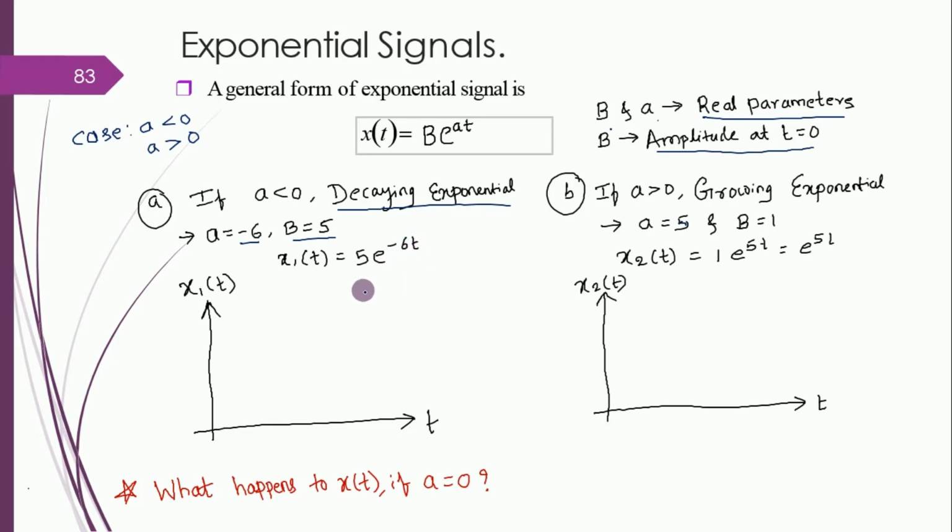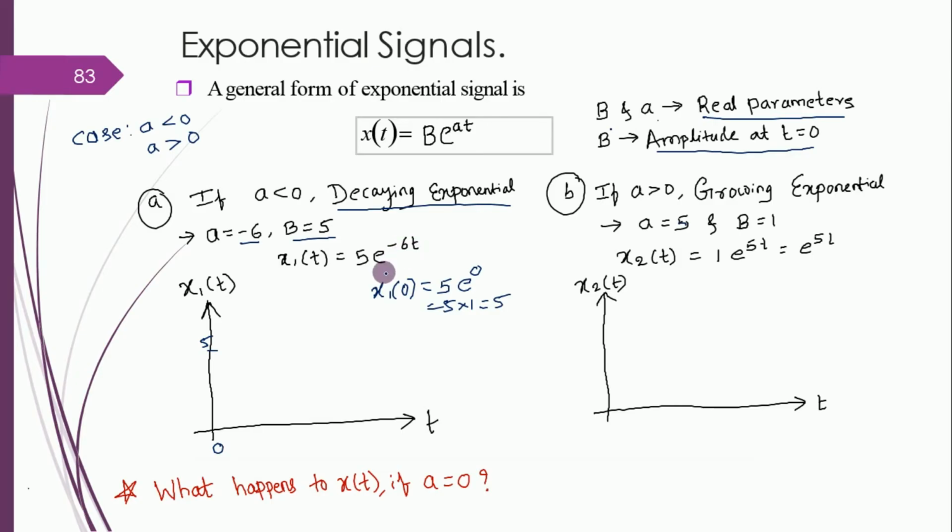How does it vary? When t's value is 0, if I substitute t equal to 0 here, what do you get? x1 of 0 is equal to 5 into e raised to 0. e raised to 0 is what? 1, so into 1, it is 5. So at time t equal to 0, the value of the signal is 5. The value of the signal is b itself. In general, I can write it as b.